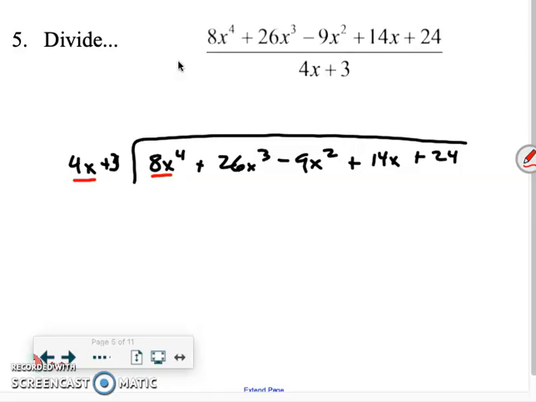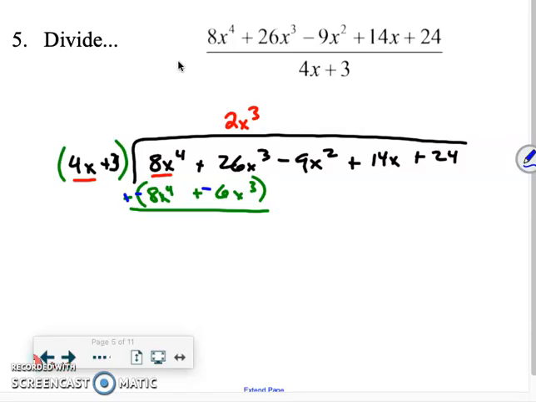So together, again, we're talking about now 2x to the 3rd power. So now when I multiply 2x to the 3rd power times 4x plus 3, again, that's going to give me 8x to the 4th plus 6x cubed. But remember that we're subtracting this binomial, and when you subtract a binomial, you have to distribute the negative symbol all the way through. So I'm noticing the 8x to the 4th is going to cancel out, but 26 minus 6 is going to be 20x cubed minus 9x squared.